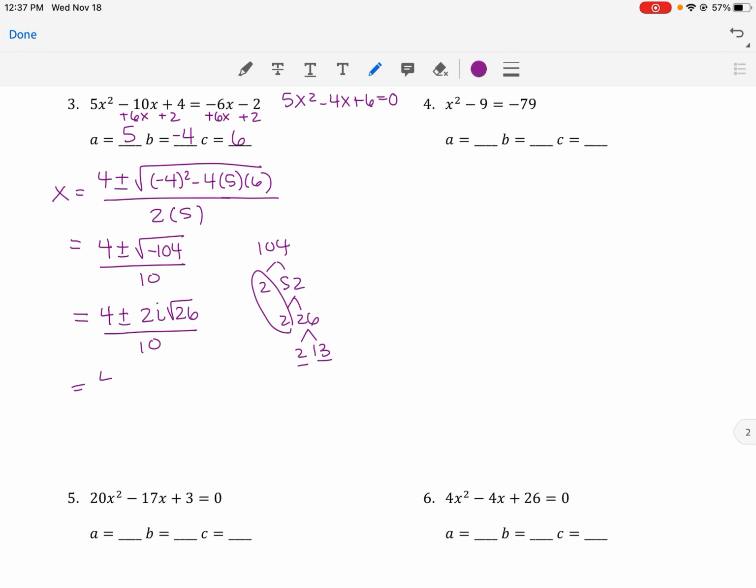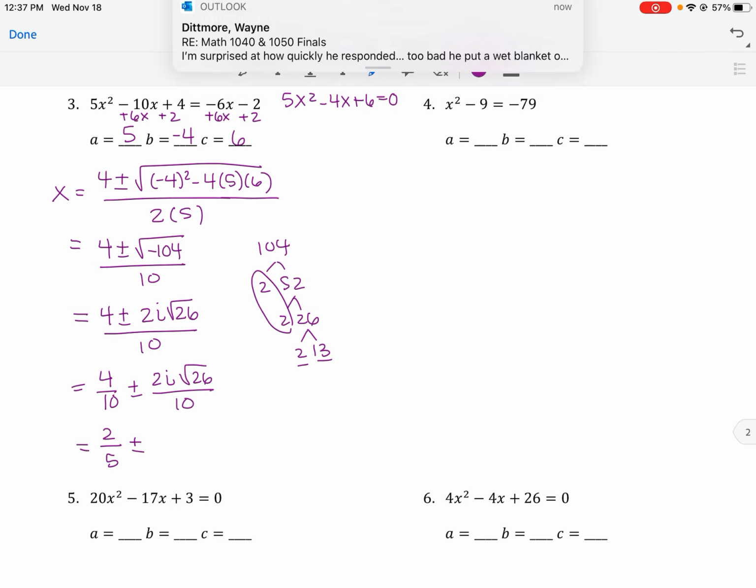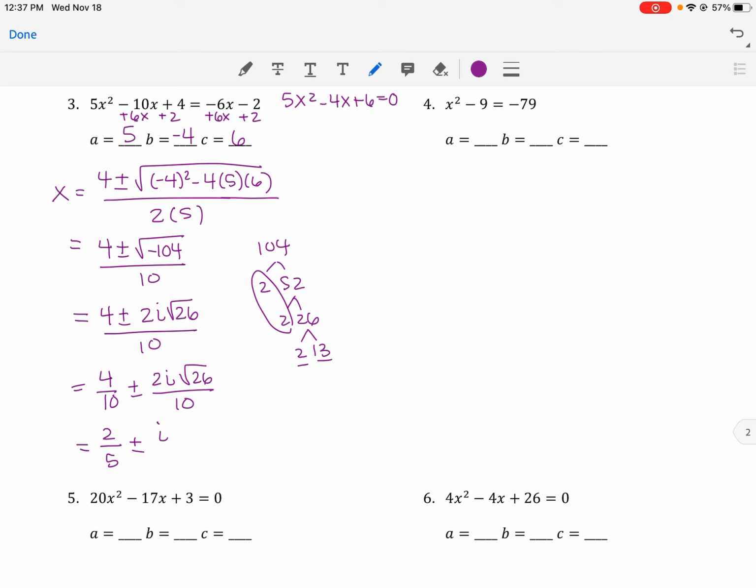Once again, I'd break this down into 2 parts. So we have 4 divided by 10 plus or minus 2i square roots of 26 divided by 10. 4 divided by 10 simplifies to 2/5. 2 divided by 10 simplifies to 1/5. So 1i square roots of 26 over 5.